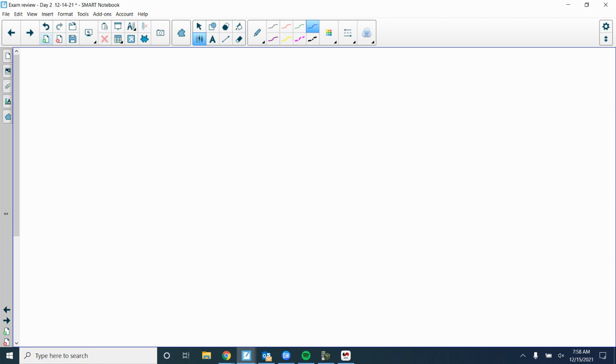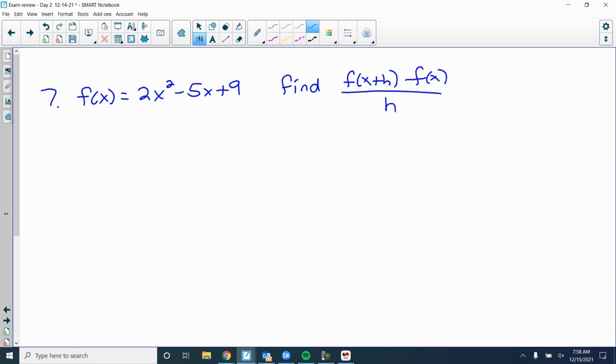Oh, f of x plus h minus f of x over h. Okay. So 7. f of x equals 2x squared minus 5x plus 9. Find f of x plus h minus f of x all over h. All right, so you're going to substitute in. f of x plus h means in each spot you're going to plug in that x plus h. I'm going to put it in brackets. So it's 2 times the quantity x plus h squared minus 5 times the quantity x plus h plus 9.